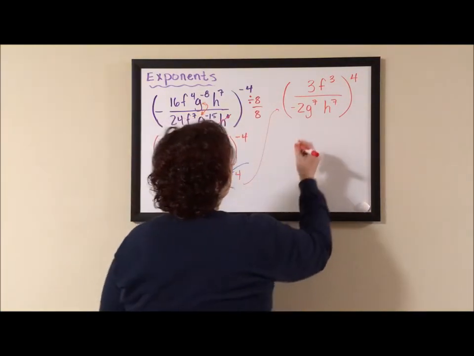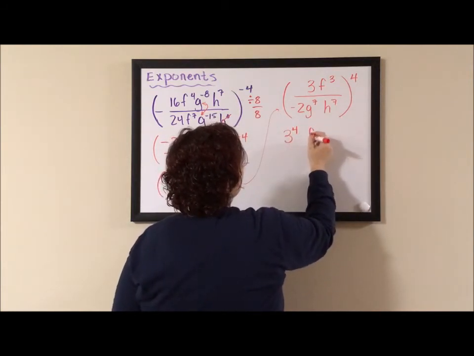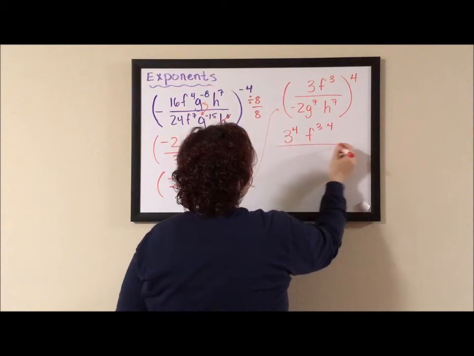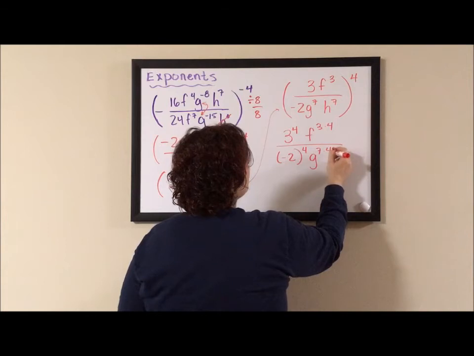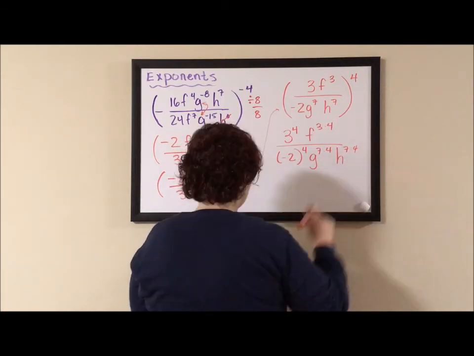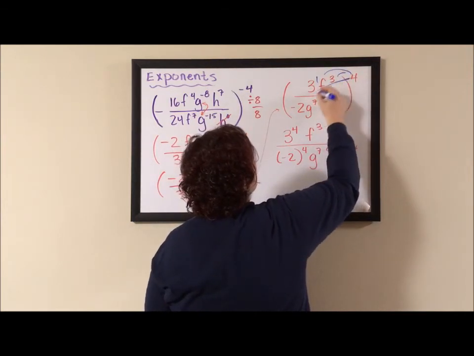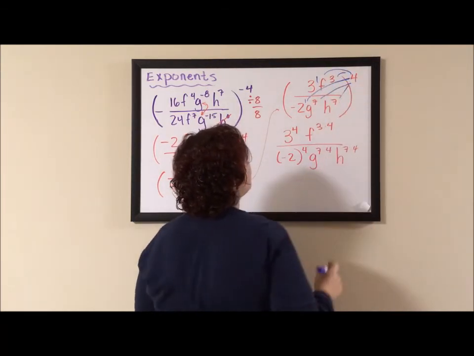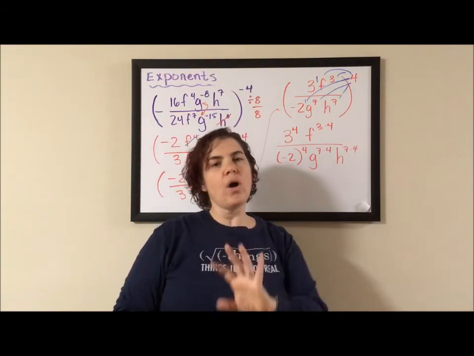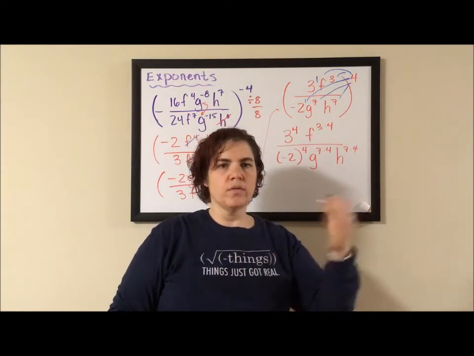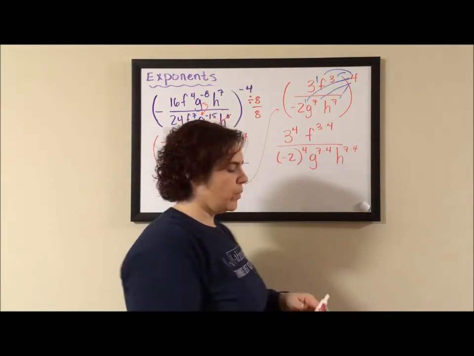So I have 3 to the 4th times f to the 3 times 4, divided by negative 2 to the 4th, g to the 7 times 4, and h to the 7 times 4. So I just took this 4, there's a 1 here, and I just brought it in to all 5 bases. Because if I were to write it out as 4 parenthetical phrases, all 5 of those numbers would be written 4 times. I know you're thinking a variable isn't a number, but a variable is a placeholder for a number.